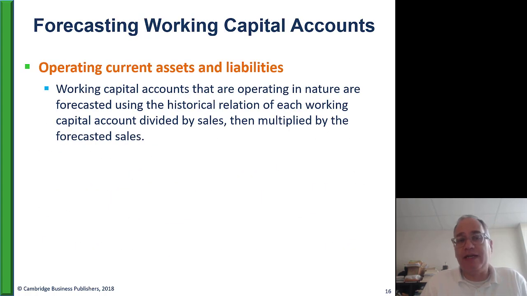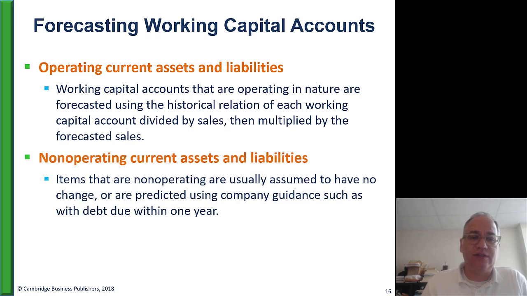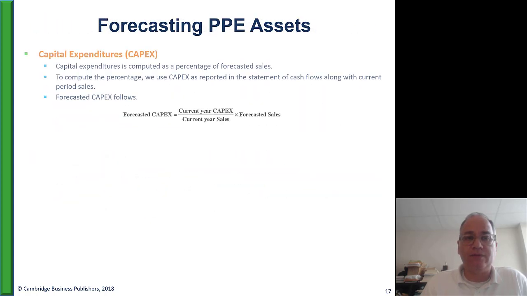Now, with operating assets, what you can do is working capital, again, is going to be in relation to sales. And non-operating could be the same, or they could change in line with what other companies are doing. And this is perhaps another way to look at these numbers. So capital expenditures, your forecasted capital expenditures might be in relation to sales. So if sales are increasing by 1%, then capital expenditures may increase by 1% also.